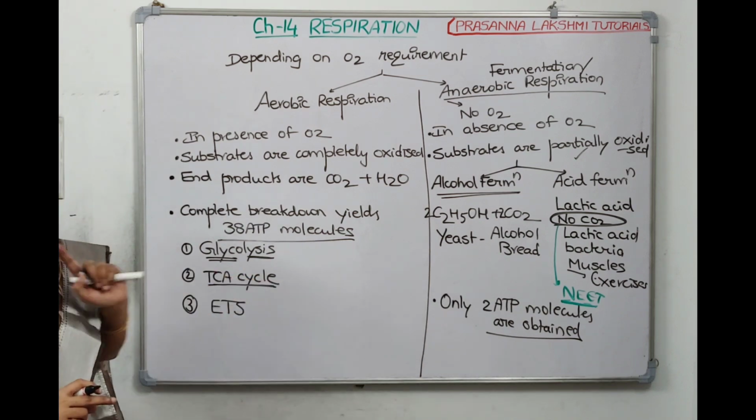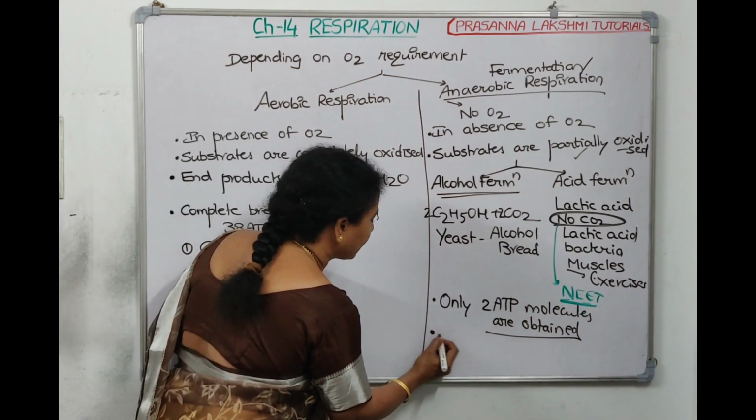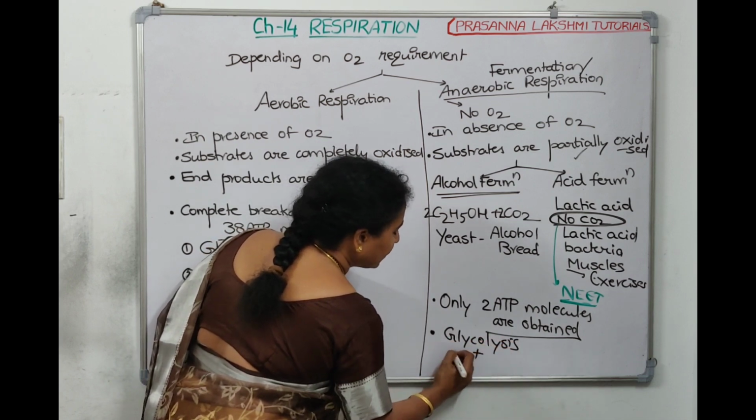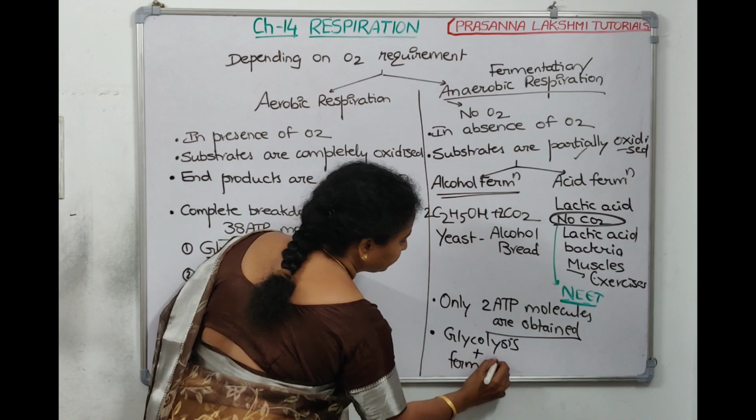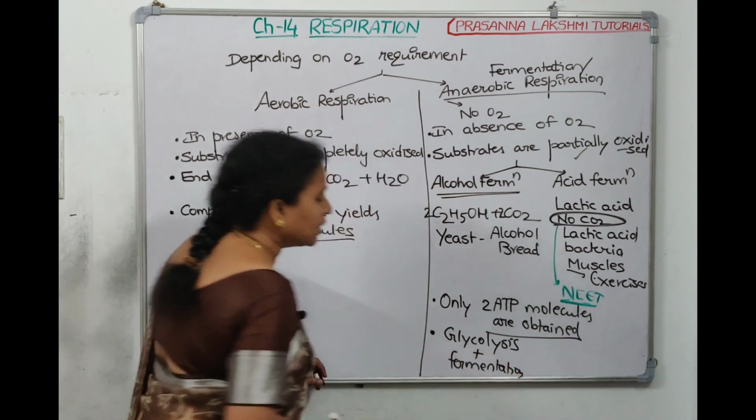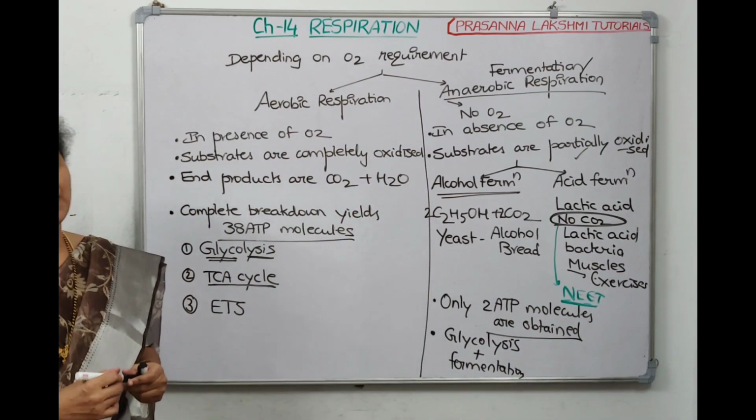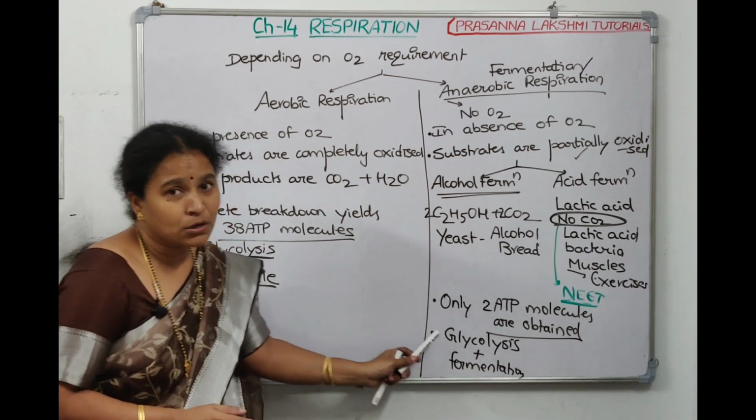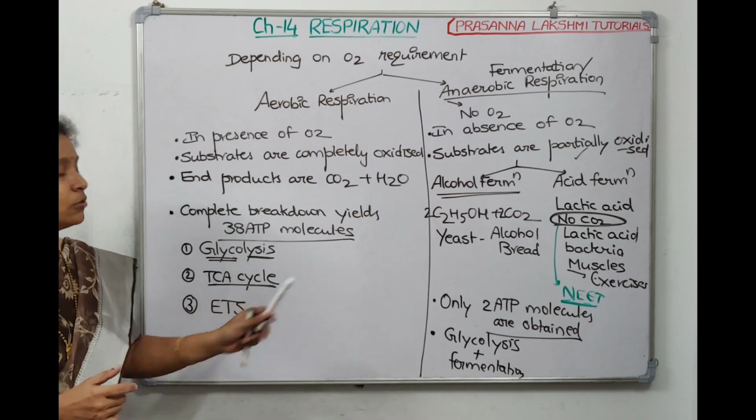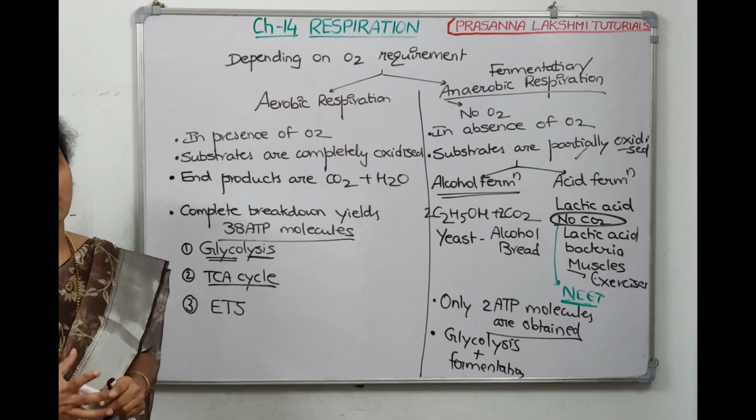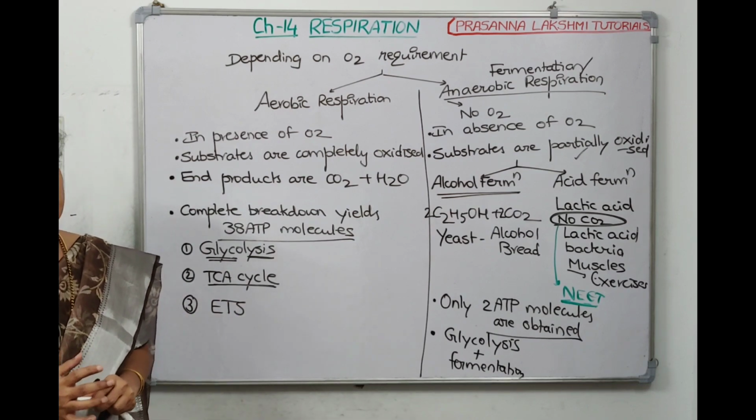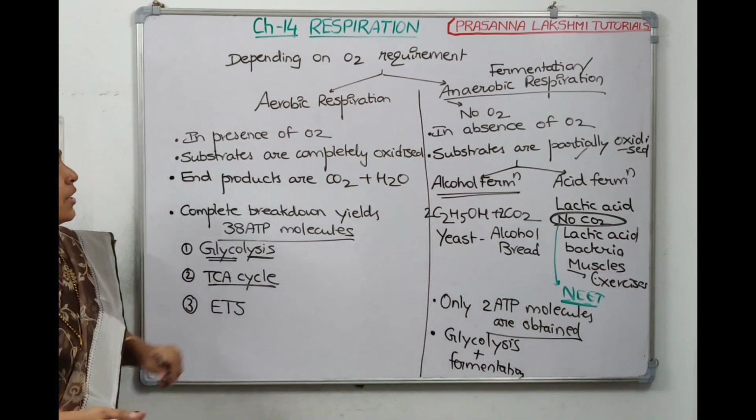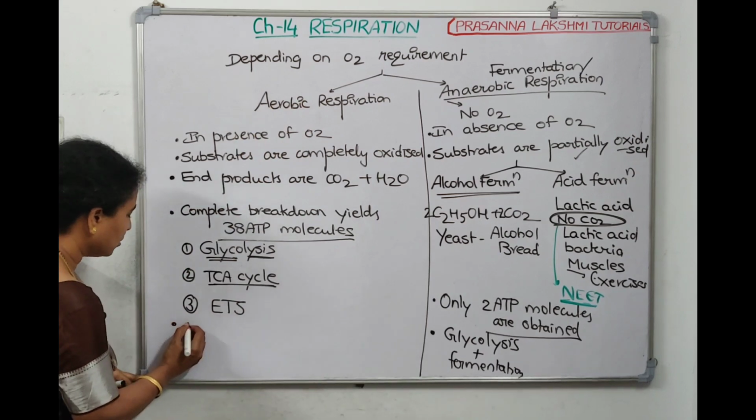Whereas the steps of anaerobic respiration are glycolysis and fermentation only. So glycolysis is common here also, here also. Since it is common in both places, we call it core respiration. Core respiration means glycolysis, which is common during aerobic respiration and anaerobic respiration. And where can you find aerobic respiration?